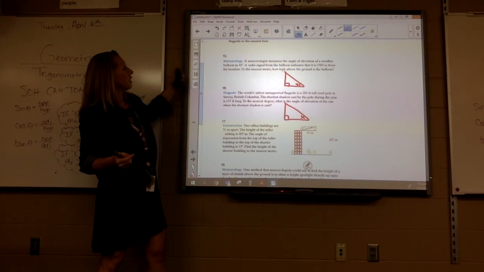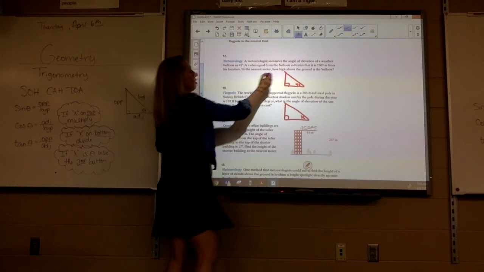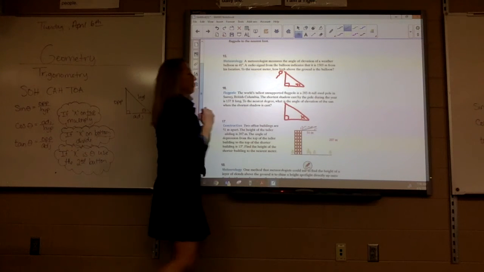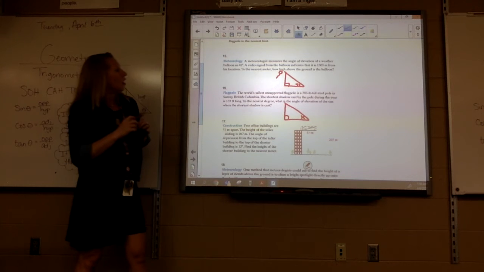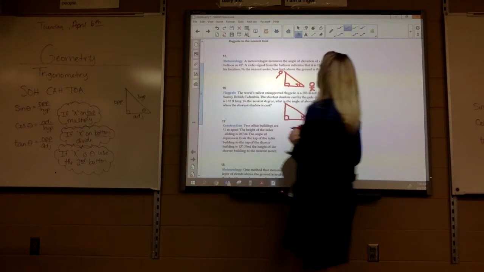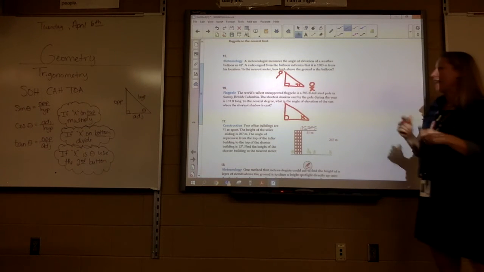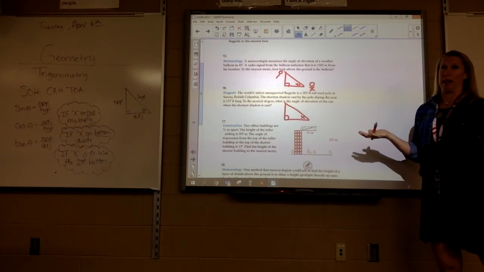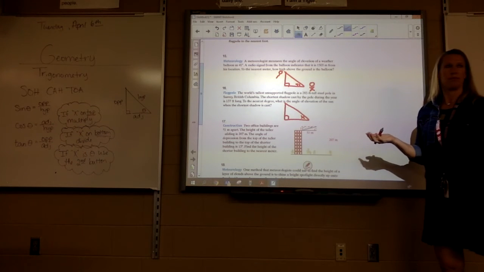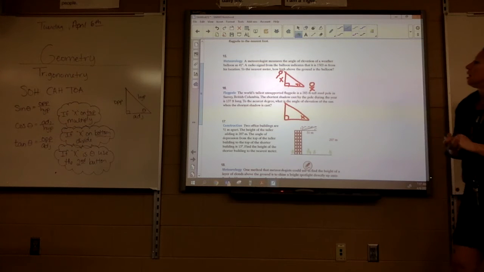So like on 15, it says a meteorologist measures an angle of elevation to a weather balloon. So here's my little weather balloon. I just made a balloon. And so then I've got this guy over here, my meteorologist. So it says, how high above the ground is the balloon? So where would my X go? The tall part. So I already know X is there.